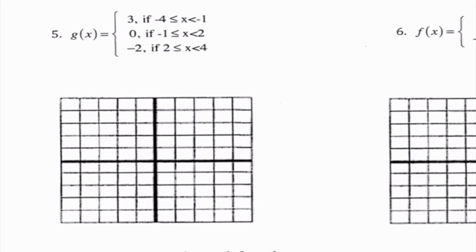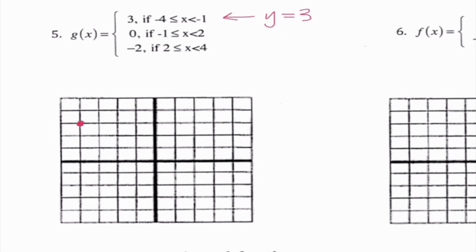But we just need to remember that g of x just means y. So this first line is really saying y equals 3. Okay, so it's saying y equals 3 for all of these particular x values. So our first ordered pair would be -4, 3, and it's going to be a closed point. So I'm going to go to -4, 3, and put a closed point.